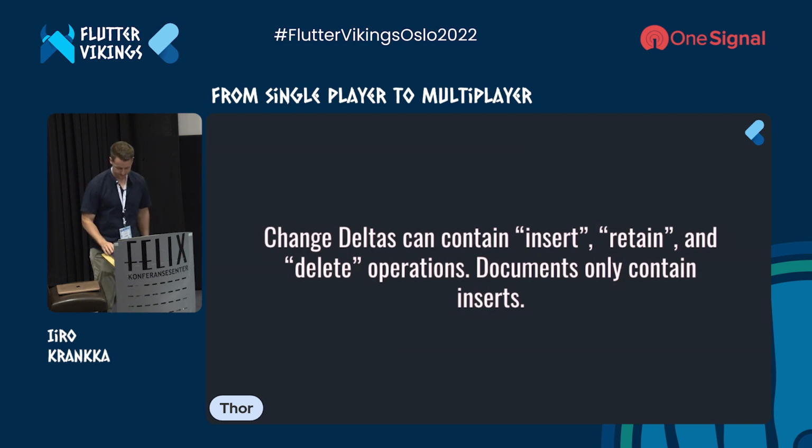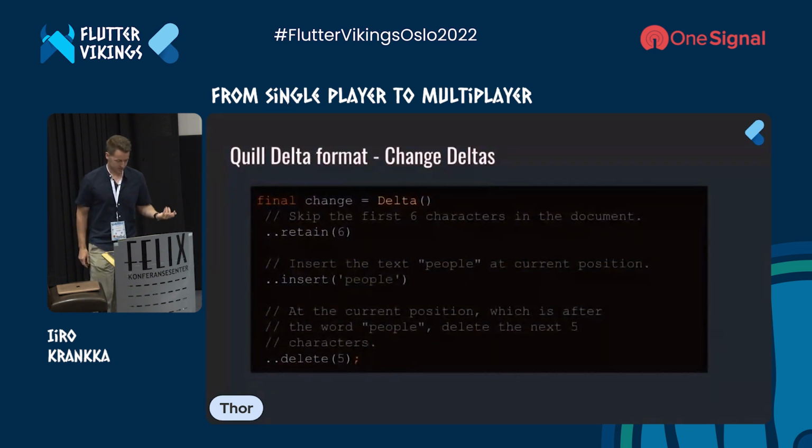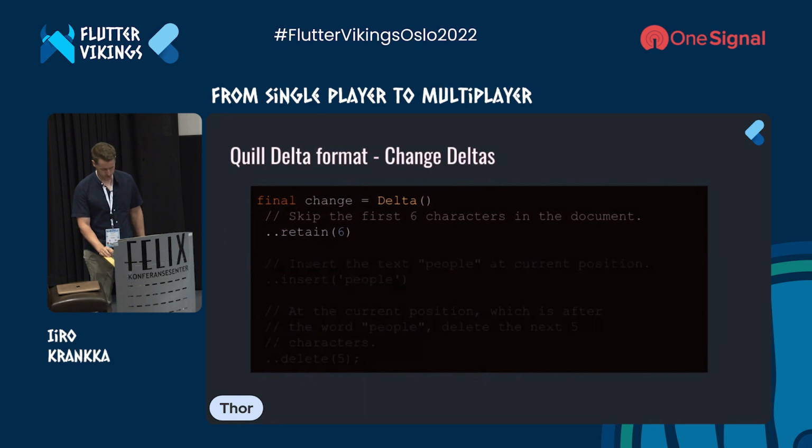And here's a basic example of a change delta. We can run through it line by line. So we have retain. That's one type of operation.